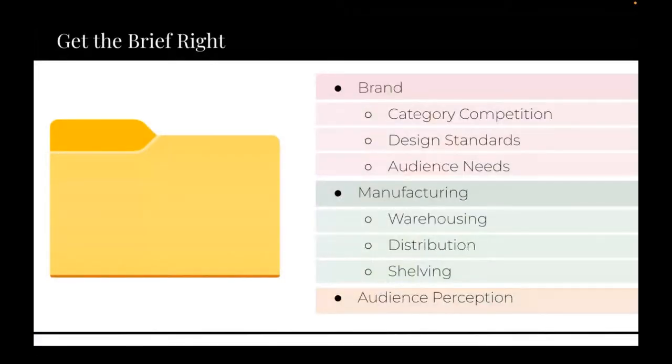All right, so the most important thing is get the brief right. The design brief helps designers understand his client's marketing and sales requirements as well as manage the relationships. The client brief should cover brand, manufacturing, and audience perception concerns. It should define all the brand issues such as category competition, design standards, and the audience factors that dictate a specific design treatment or direction. It must explain how the package progress will be managed through manufacturing, warehousing, distribution, and shelving process in the most cost-effective manner. So that would be a professional one.